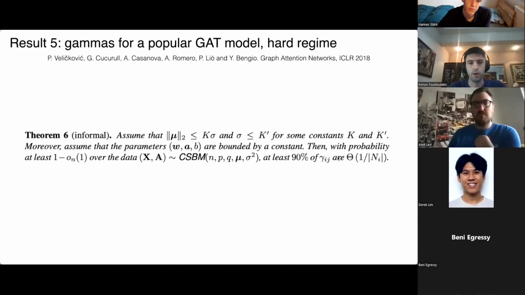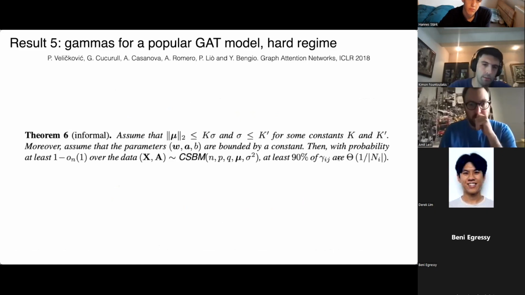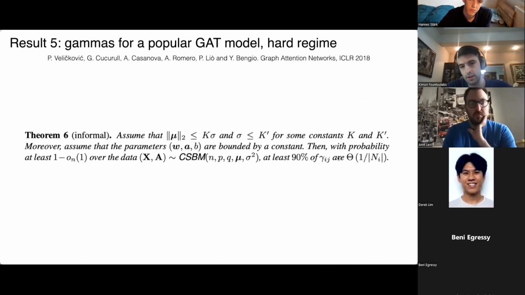But okay, so what can we say about the original GAT mechanism? Here, if sigma, the standard deviation, is a constant, and if the learning parameters of the model are also a constant, we can show that with probability very close to 1, at least 90%, the 90% again is slightly arbitrary, we have the details in the main paper, at least 90% of the gamma ij are going to be approximately uniform. So the result that I had initially in the informal discussion was basically referring to the original GAT.